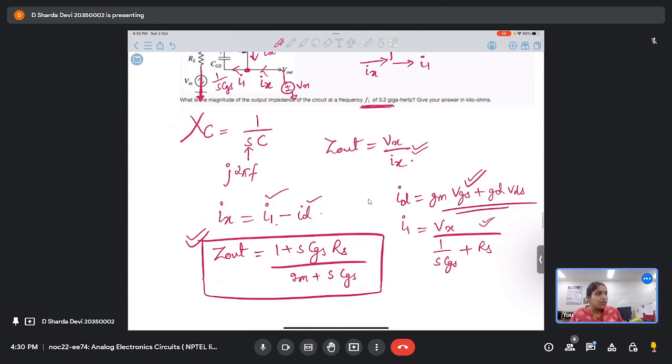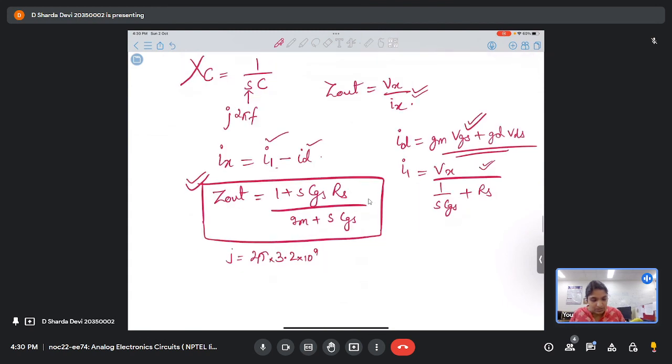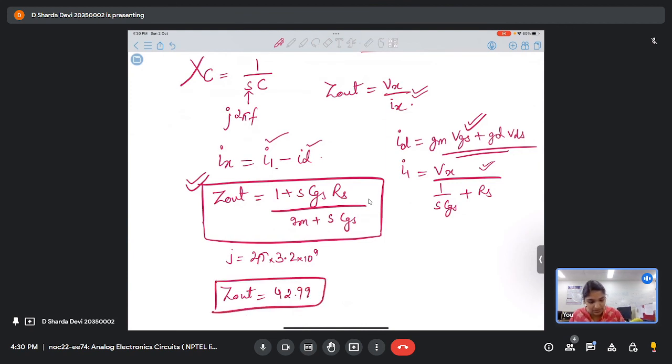And when we substitute the given frequency, with j being 2 pi, the frequency was given as 3.2 gigahertz. The final answer that we get for Zout is actually 42.99. Okay. So this is the final answer that you will get the moment you substitute the resistances, capacitances, as well as the frequency. Is this clear?